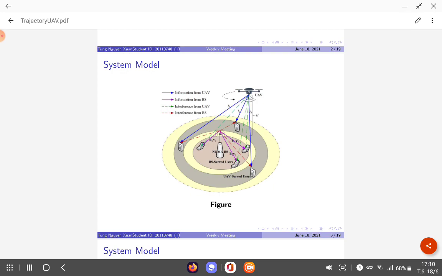We have the time slot, the time resource. All users served by the base station will use their own time resource, but users served by the UAV will be divided into different time slots. So it means that users served by the UAV will not interfere with each other, but we have to control and manage the time slot allocation for communication between the UAV and users far from the base station. I mean users served by the UAV.